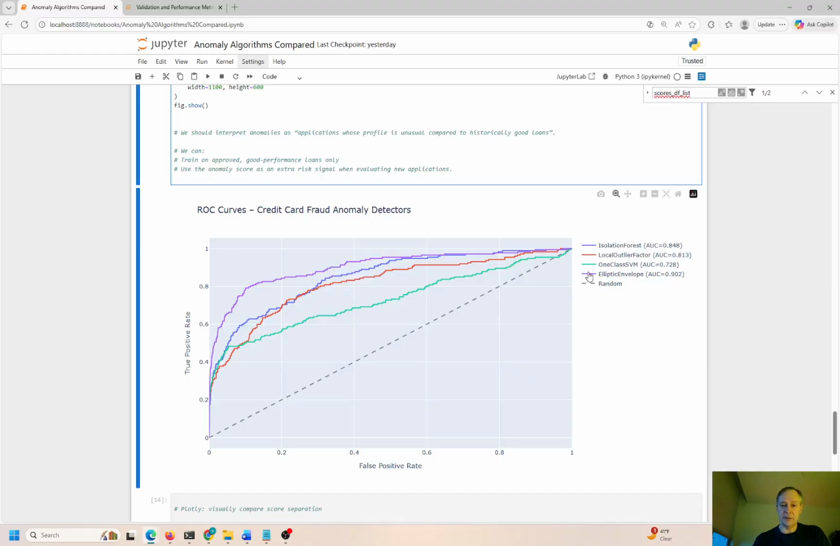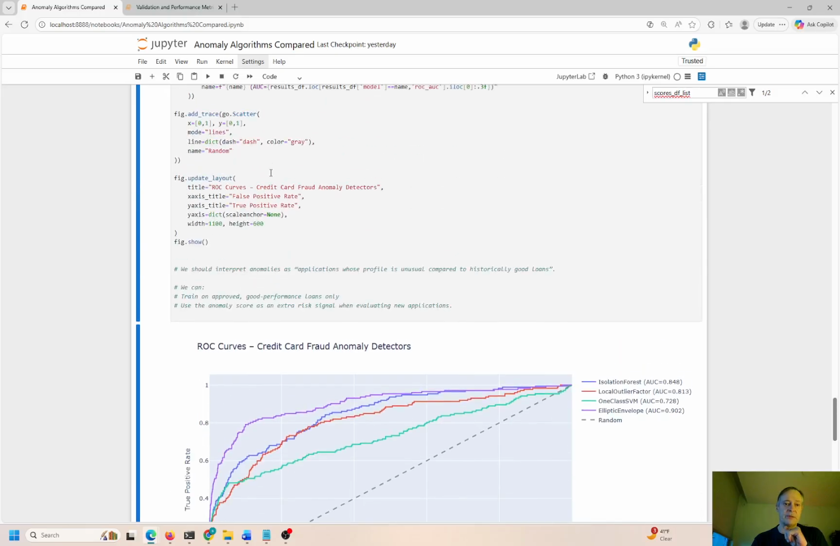You can see the elliptic curve at 0.902 performs the best. If I click on this, it disappears and reappears. If I click on the green, it disappears and reappears. Click on the red, same thing. Blue, disappear, reappear, okay? So clearly the elliptic envelope outperforms the others. This is anomaly algorithms compared. So in this case, the elliptic is the best, 0.902, and you can see that right up here.